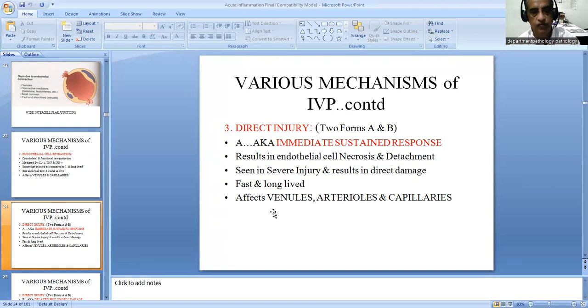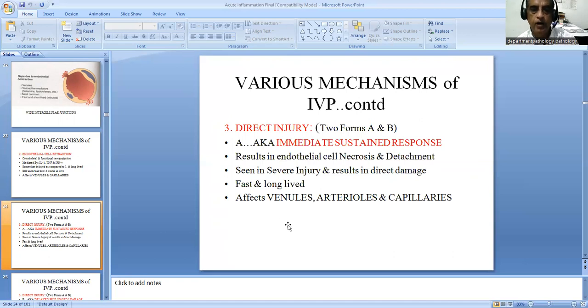It is seen in severe injury and causes direct damage. It does not require any mediators. It is just a mechanical injury. It appears fast, lives long, and affects all levels of the circulation, that is venules, arterioles, and capillaries.